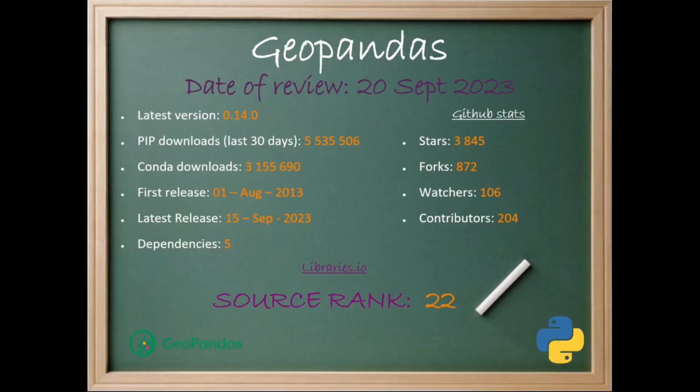Let's now see some basic statistics. As of September the 20th of 2023, we are in version 0.14. There has been over 5 million downloads in the last 30 days on PyPI, over 3 million Conda downloads. The first release is from August the 1st of 2013, and the latest release is from September the 15th. There are 5 dependencies, and on GitHub, the project has almost 4,000 stars, 872 forks, 106 watchers, and 204 contributors. The library has a SourceRank of 22 in libraries.io.